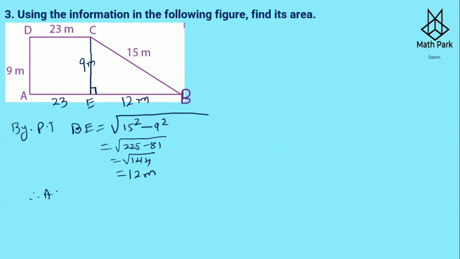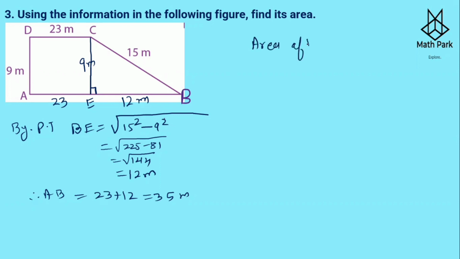So therefore, you get AB is equal to 23 plus 12, which is 3 plus 2, 5, 2 plus 1, 3. 35 meter is the parallel side. This is AB, which is parallel to DC. Now let us find area of trapezium.